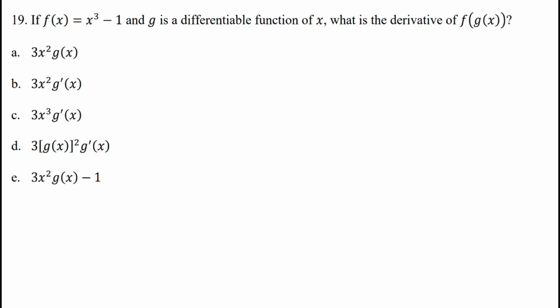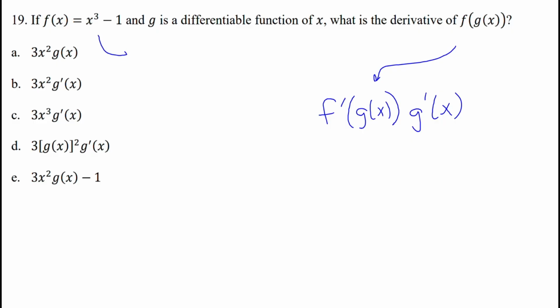For number 19 here, we're given a function f of x, x cubed minus 1. And then we say that g is a differentiable function. So we want to find the derivative of f of g of x. Well, its derivative has to be found using the chain rule. Right? The chain rule says that the derivative of f of g of x should become f prime of g of x times g prime of x. In other words, evaluate the derivative of f at g of x.